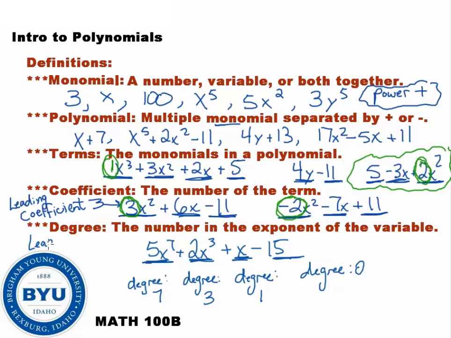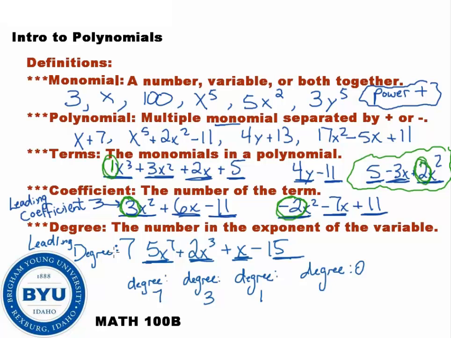The leading degree, in other words, the degree of the entire polynomial, will always be the one that comes first when it's written in order from highest to lowest exponents. And so the leading degree for this polynomial is 7, the degree of the polynomial, because that's the highest degree that exists.